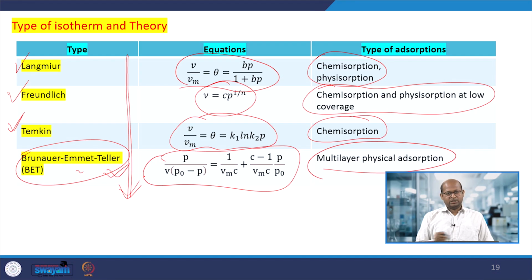Each theory has some limitations, Langmuir, Freundlich and Temkin. Based on their assumptions they developed these types of equations, and these equations based on multi-layer adsorption are widely well fitted with the experimental observations.